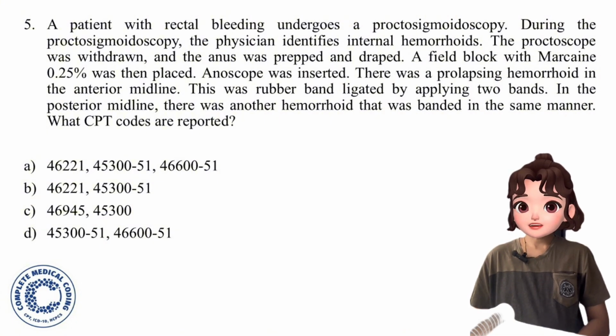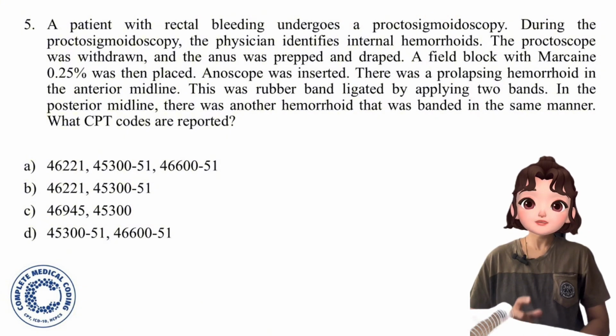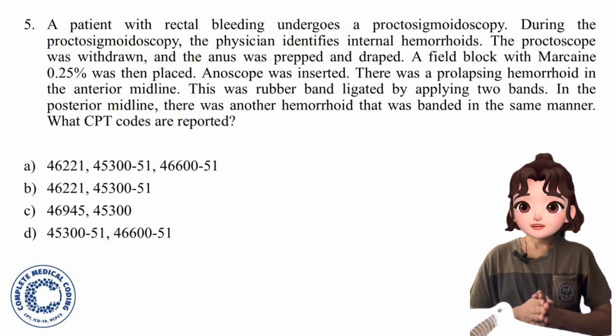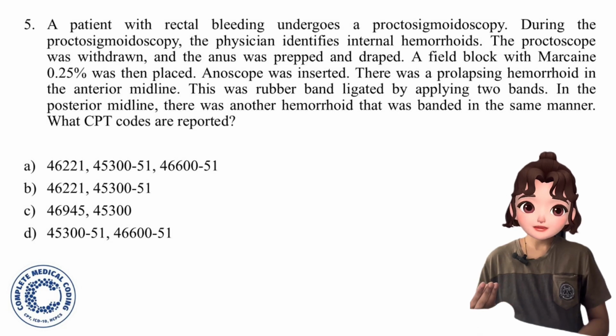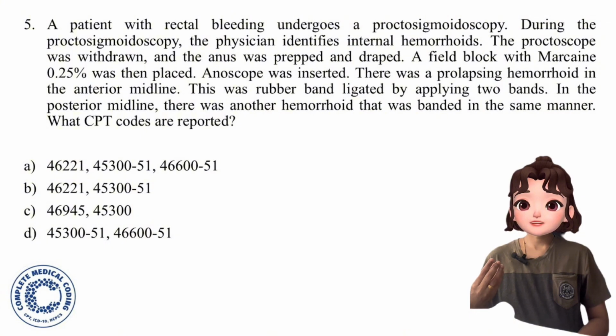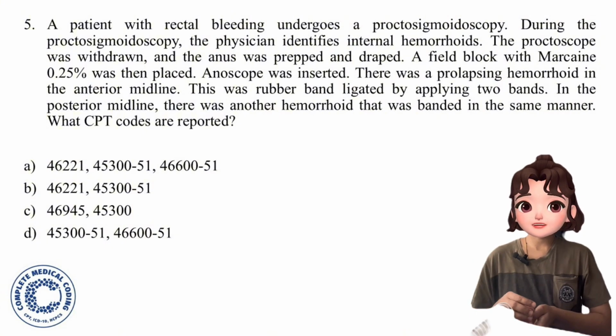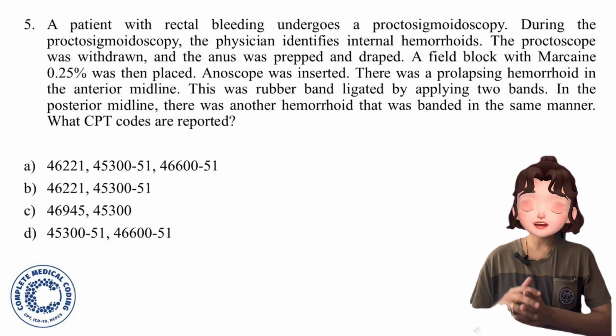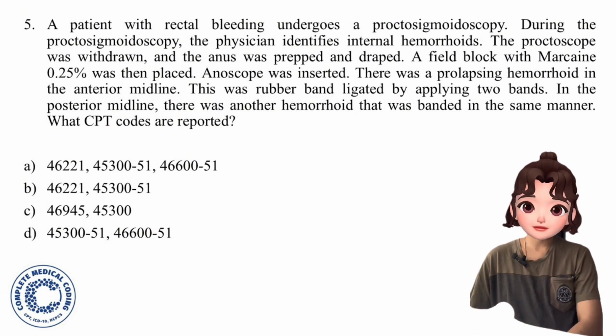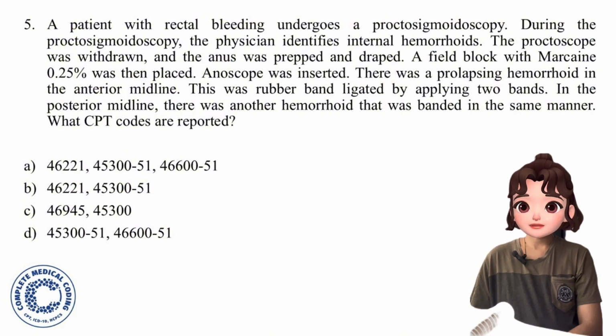Now if you check option D, 45300 is the code for proctosigmoidoscopy, and 46600 anoscopy, both are marked with modifier 51. No, for multiple procedures, use the first code without any modifier, and then mark the second code with modifier 51. We won't append modifier 51 to both the CPT codes. So the correct answer here will be option B, 46221.